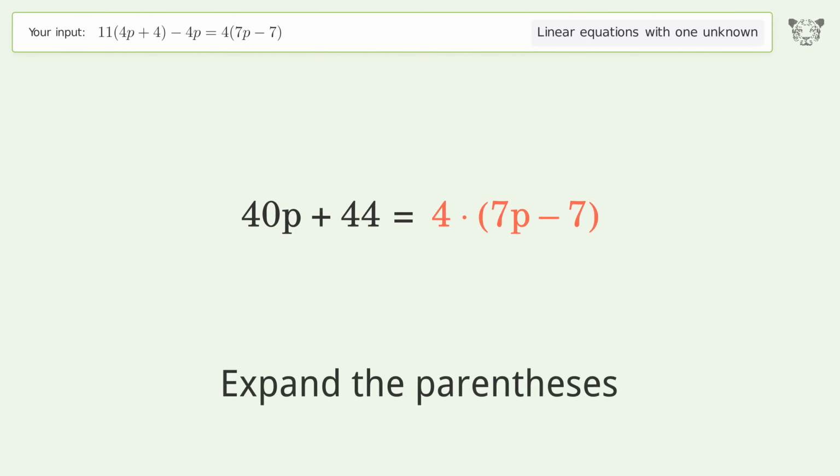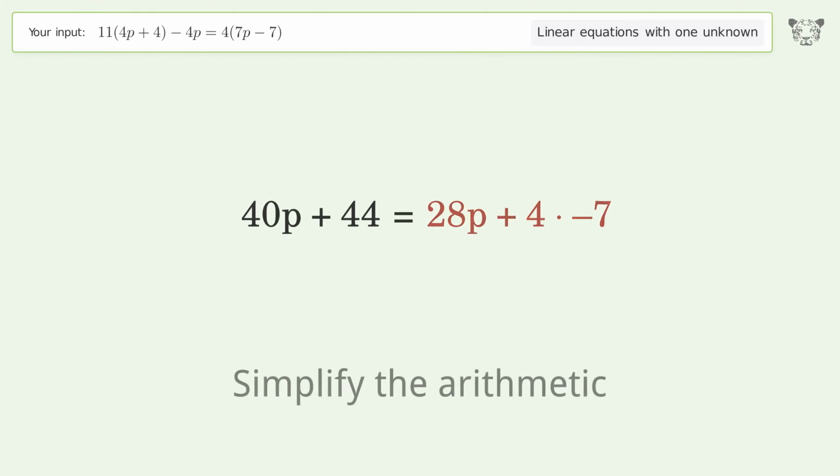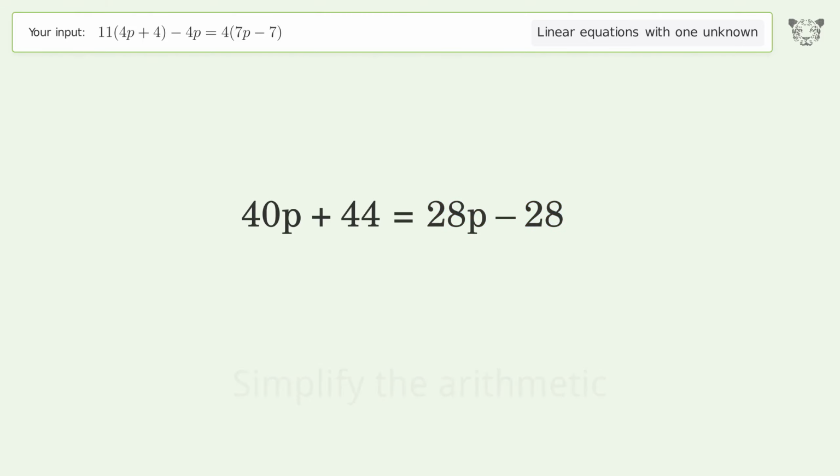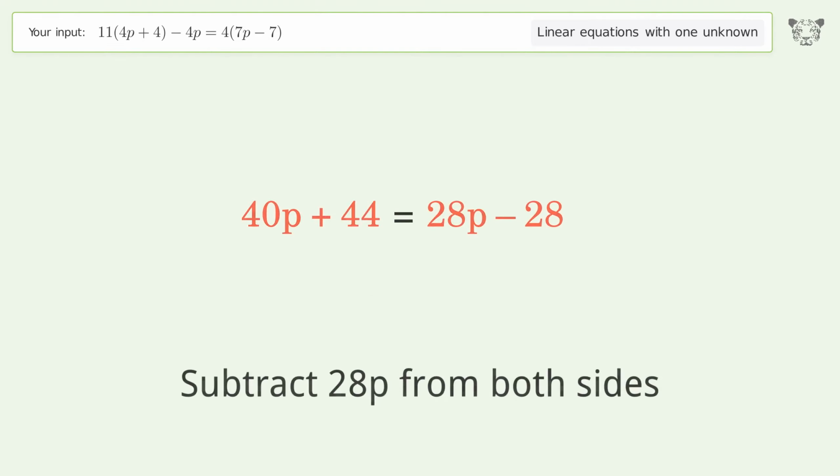Expand the parentheses. Multiply the coefficients. Simplify the arithmetic. Group all p terms on the left side of the equation. Subtract 28p from both sides.